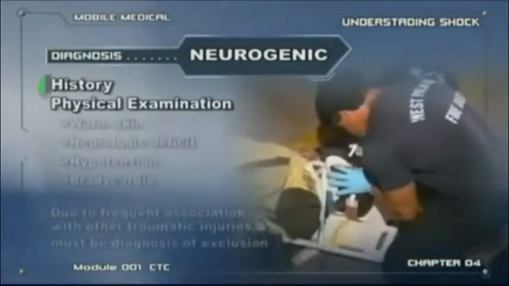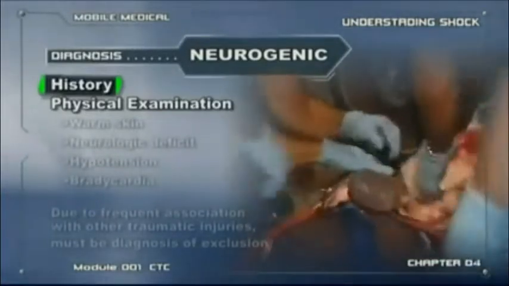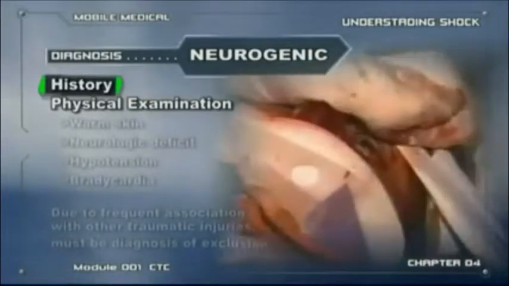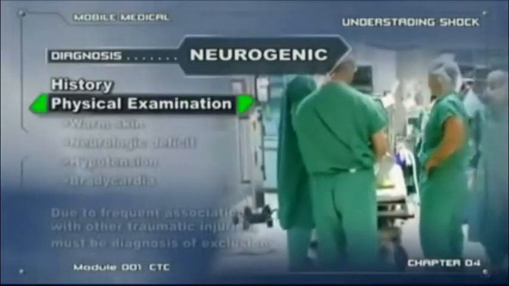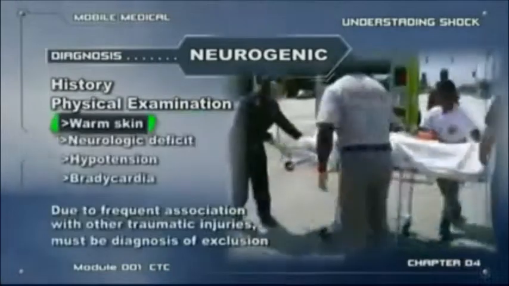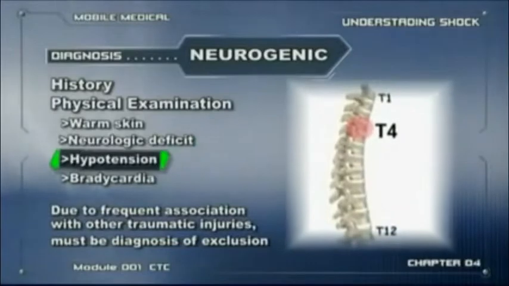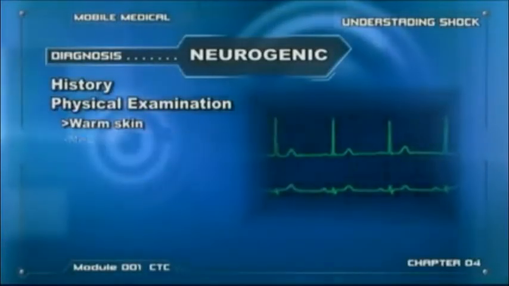The diagnosis of neurogenic shock must be one of exclusion. Spinal injuries typically occur with other traumatic injuries, and it is very important to rule out hemorrhage as the cause of the hypoperfusion. On physical examination, in addition to the signs typically seen in other types of shock, the patients are generally warm and will demonstrate a neurologic deficit. If the spinal injury is above the level of T4, an inappropriate bradycardia will be notable.